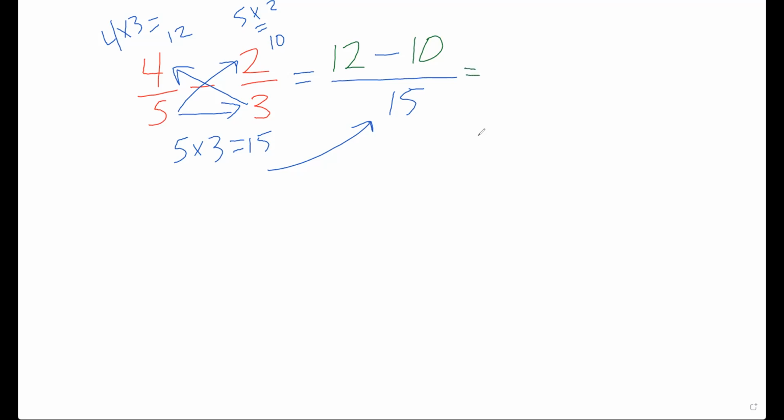And then we simplify. 12 minus 10 is 2. Bring over our 15. That can't be reduced any further, so we leave it just like that. Any questions before I give you a practice question? No. All right.